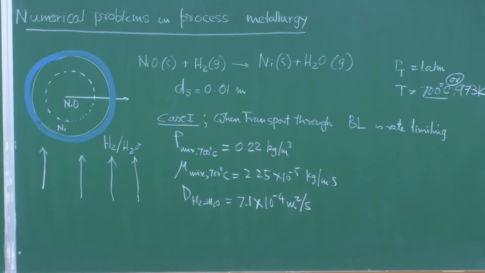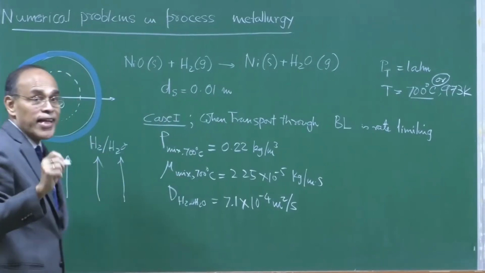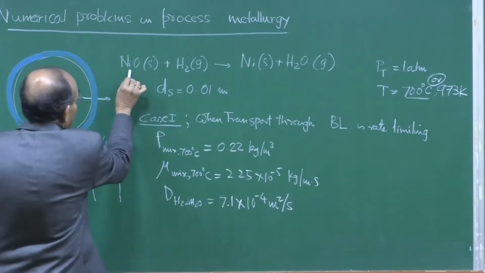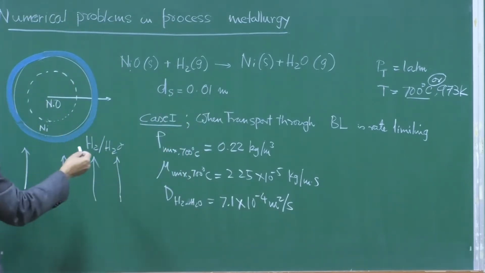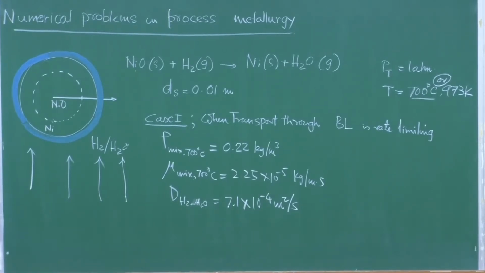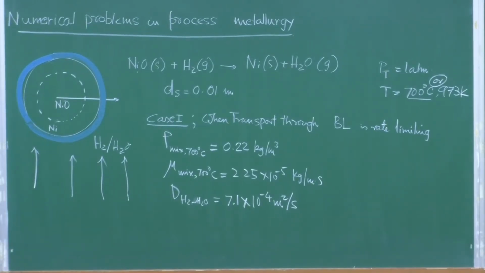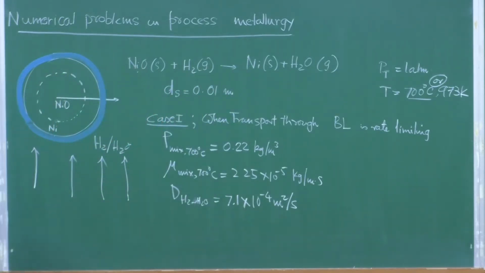So, these are the data, and now I want to calculate the rate of transport or the rate of reduction of nickel oxide. You must look at this equation and immediately say that for every mole of hydrogen transporting through the boundary layer, 1 mole of nickel oxide gets reduced. So, there is an equivalence on a 1:1 basis. If you can calculate the molar rate of transport of hydrogen through the boundary layer, that in essence becomes equal to the molar rate of reduction of nickel oxide, which is dictated by the stoichiometry of this particular equation.